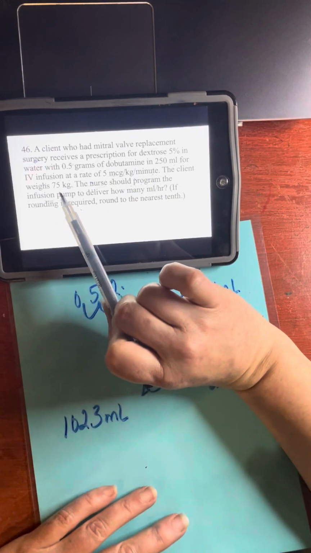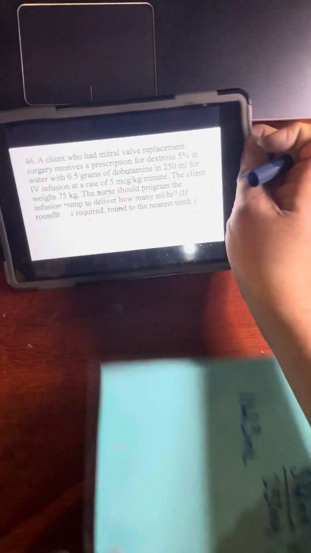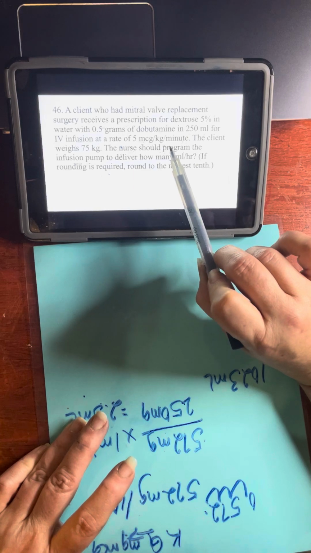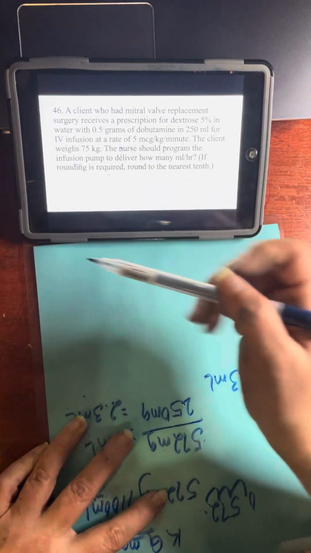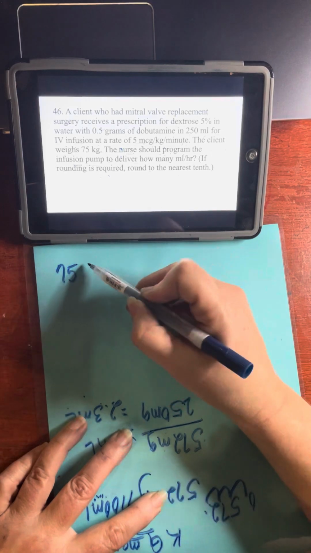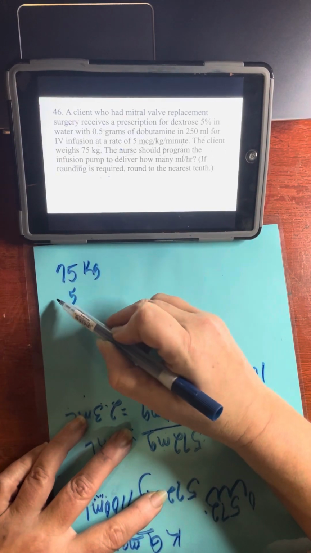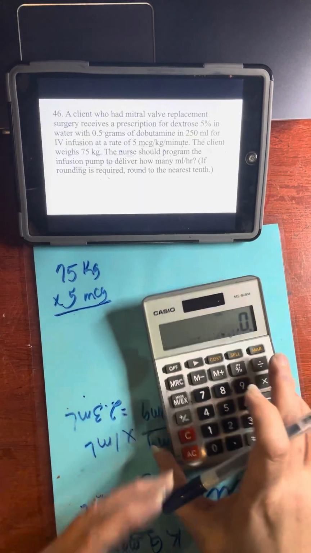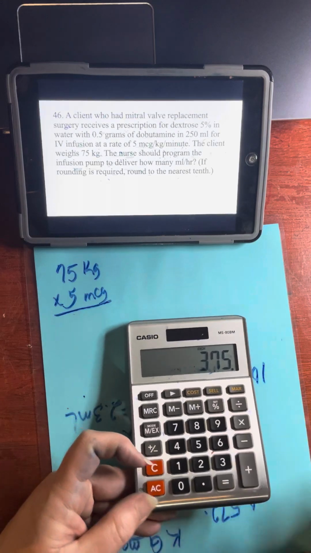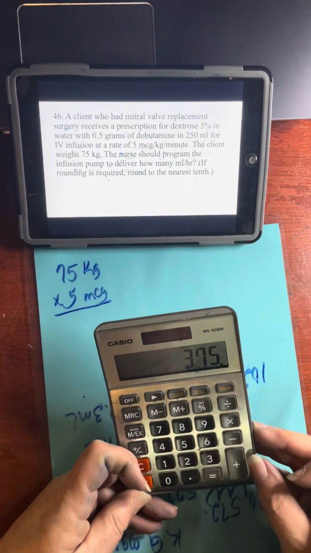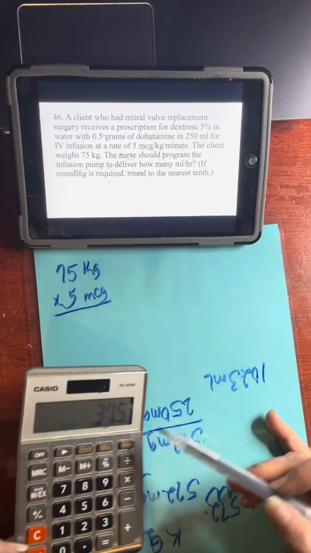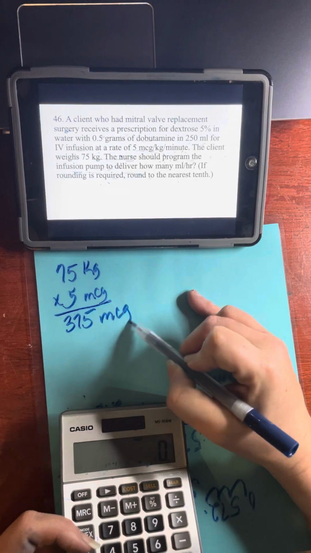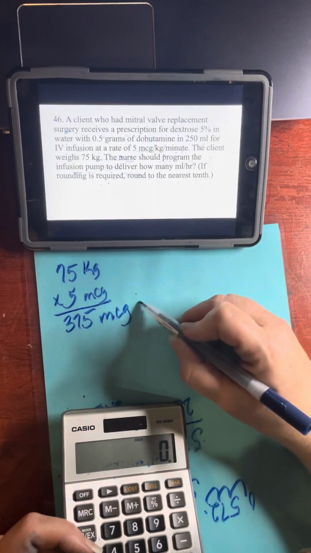All right. Thankfully, they already put it in kilograms. And so he wants them to get 5 micrograms for every kilogram, and we have 75 of them. So the first thing we have to do is multiply 75 kilograms times 5 micrograms. 75 times 5 equals 375 micrograms. And you see it's per minute.